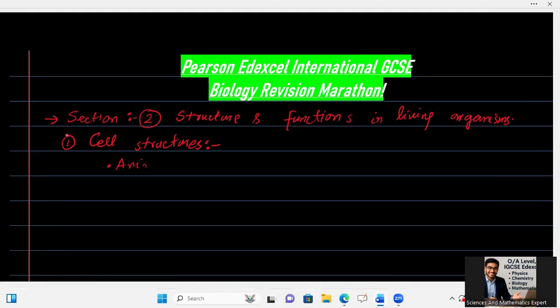An animal cell has no cell wall, has the nucleus, the cytoplasm, the cell membrane, the mitochondria and ribosomes. After that, the other one is the plant cell, which has all the above, like nucleus, cytoplasm, cell membrane, mitochondria, ribosomes, but it has a cell wall made up of cellulose.